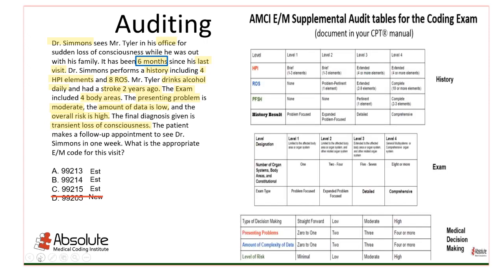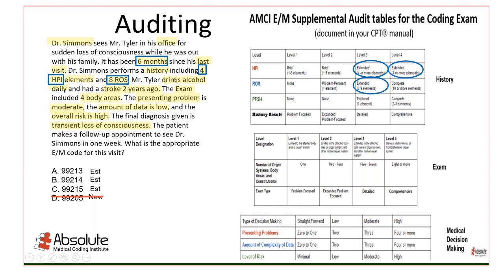So now I'm going to pull out my auditing chart here and just follow along with what my keywords are telling me. Basically, it's giving me the history here. It's telling me there's 4 HPI elements. So remember, our history table includes the HPI, ROS, and our PFSH. So our HPI is 4 elements. I'm going to circle each level that has 4 or more elements, which would be a level 3 and a level 4. All right, we have 8 ROS. So I'm going to go to my ROS and circle 8, which falls under an extended ROS, or level 3, detailed.